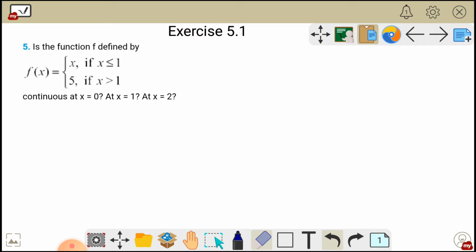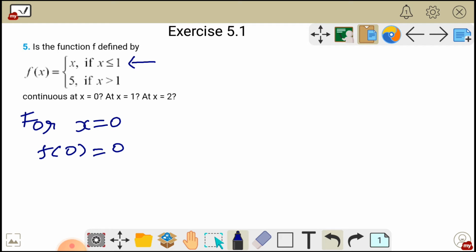So, for x is equal to 0, f of 0 is 0. Why is f of 0 equal to 0? Because we know that 0 is less than 1. So, for all the points which are less than 1, the function f of x is equal to x. So, for f of 0 we get 0. Now, let us find the limit of this function.